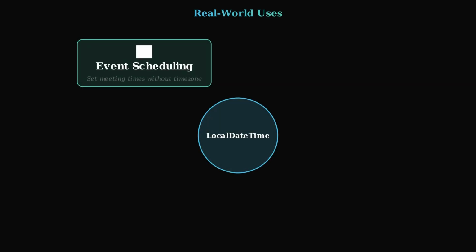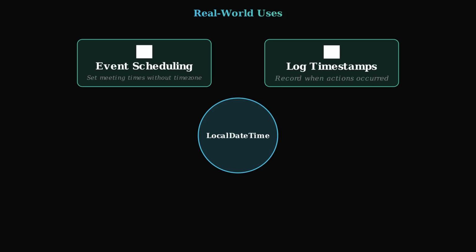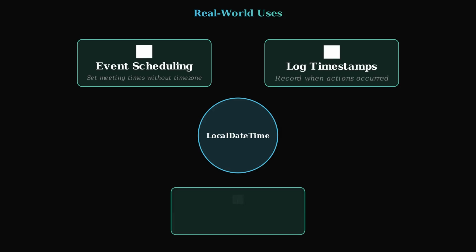How is local datetime used in the real world? Event scheduling. Set meeting times without time zone. Log timestamps. Record when actions occurred. Birthday tracking. Store date and time of birth. Local datetime powers all these applications. Let's see the problem it solves.